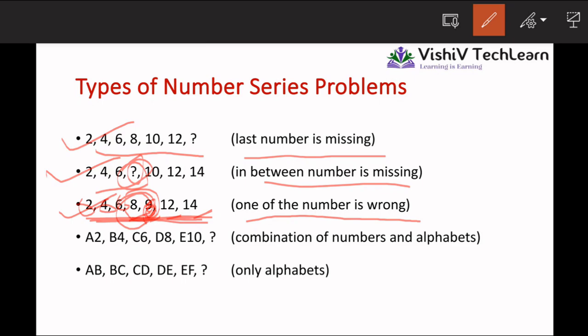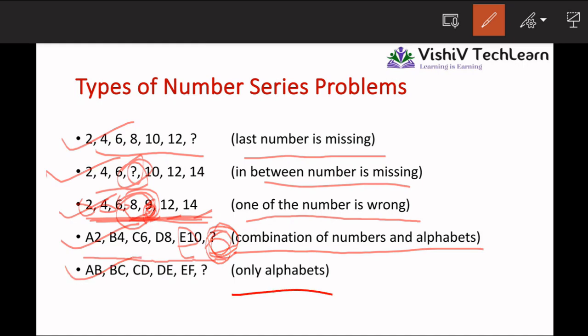Next type of number series problem could be a combination of numbers and alphabets. A2, B4, C6, D8, E10. So obviously next will be the letter which is after E. So after E, F is the letter, and after 10 the even number is 12. So F12 could be the answer in place of question mark. And the last type could be only alphabets. That also can be the series like this: A, B, B, C, C, D, D, E, F, and next will be F, G.